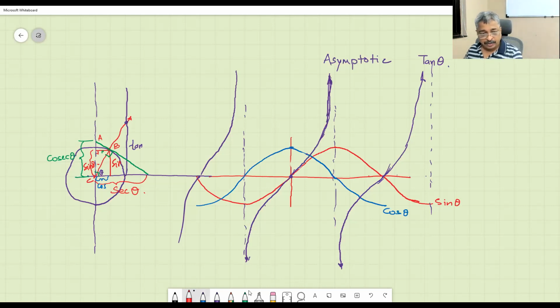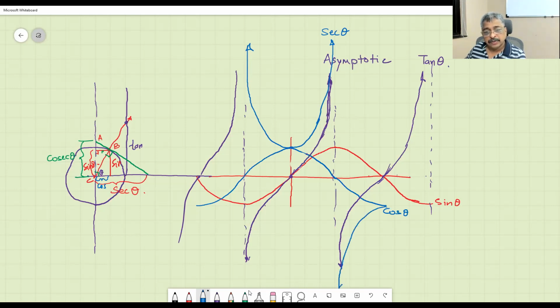If you do that, then your cosec theta will look like this. Sorry, this is sec theta I am drawing. And it will go like this. Should I make a little difference between sec theta and sine theta? But sine theta you have already drawn, so whatever is the other thing which I am drawing is sec theta. From here it is sec theta.